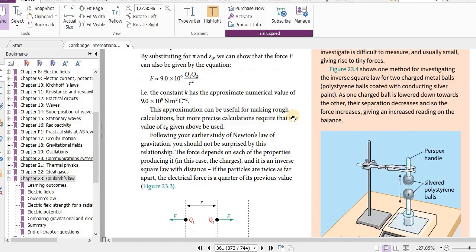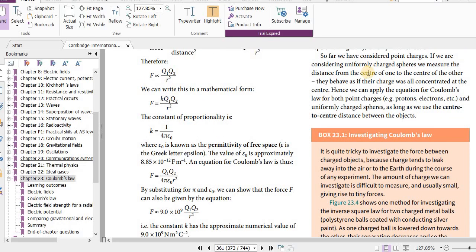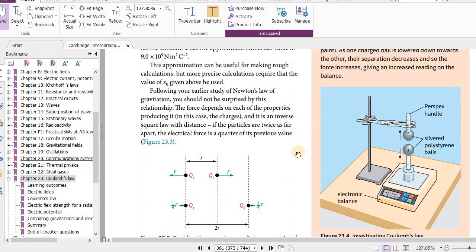And you can also see, according to this equation, if r doubles, as long as q1 and q2 are constant, k is already a constant. So if r doubles, the force will become quarter of the initial value, when it was r. So if it was r, let's say the force is F, if it becomes 2r because of the square, the force will become quarter of the value. So it is inversely proportional to the square of r. We can say the force is inversely proportional to the square of r.